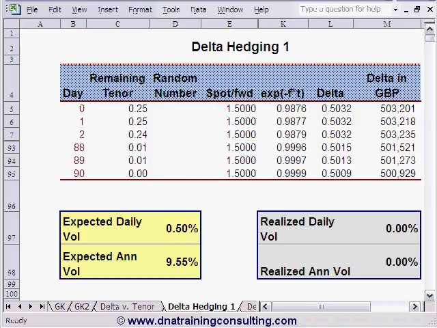This worksheet, Delta Hedging 1, involves a 3-month, please note, 3-month sterling call, whose terms are otherwise the same as before. Our model will show each step of the delta hedging exercise, assuming, as you can see in column B, daily rebalancing.